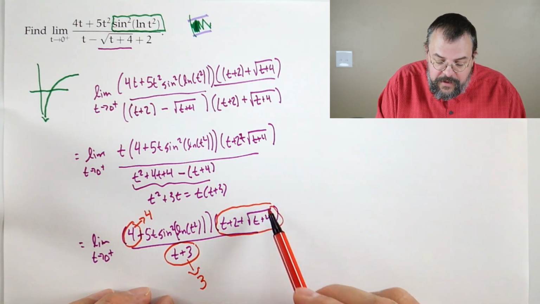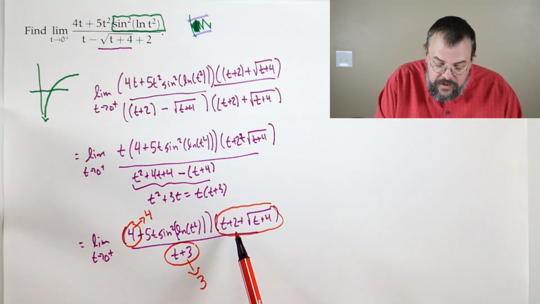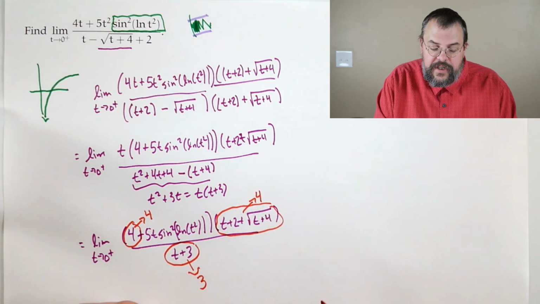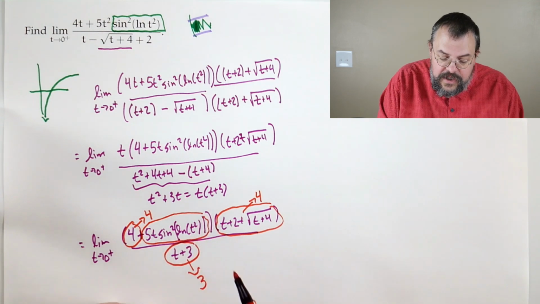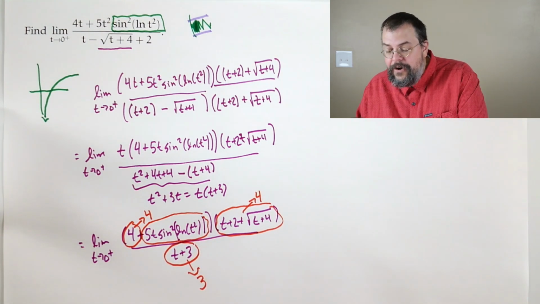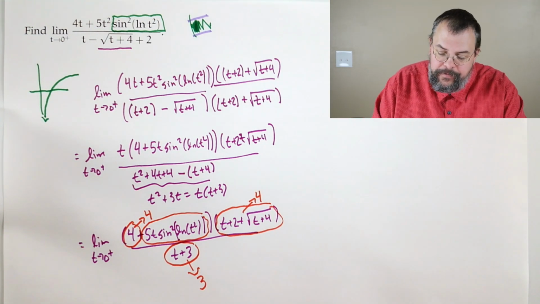How about this expression? t plus 2 plus square root of t plus 4. Well, you're going to get 0 plus 2 plus square root of 4. Well, that's 4. That's a nice expression. Which leaves us with this thing. And the question is, what do we do with that? Okay, so now let's come off to the side and think about that.